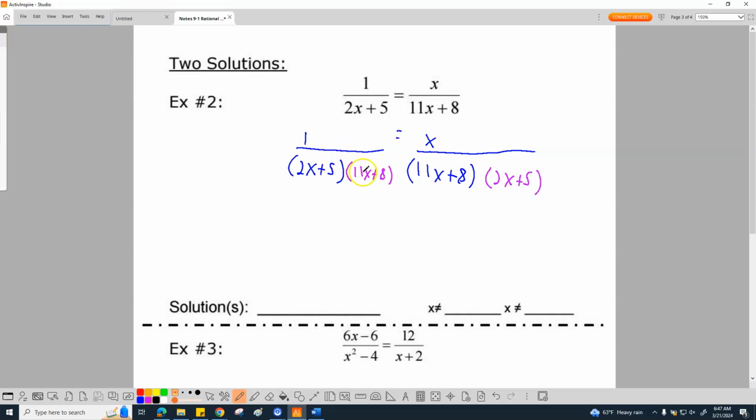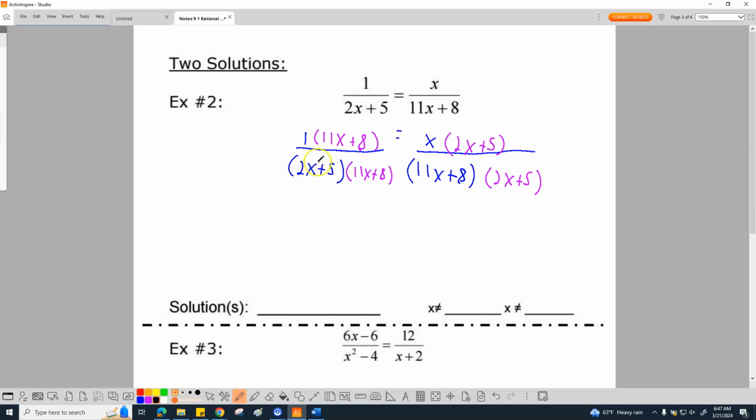And now let's remember the rules. Whenever I have something on the bottom, like I've just added this 11x plus 8, I now need to put this up here as well. So I'm putting it on the numerator, which is the top, and the denominator, which is the bottom. So there's my 11x plus 8. And then on this side, I'm going to have 2x plus 5. And then this is the fun part, because of the way these work out.